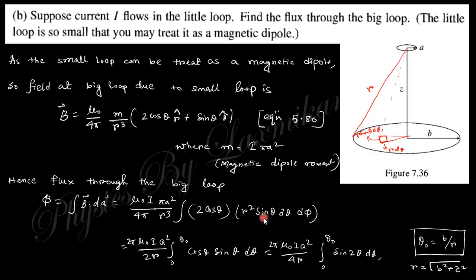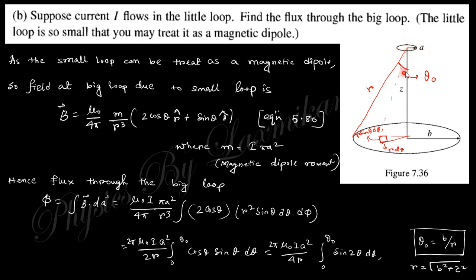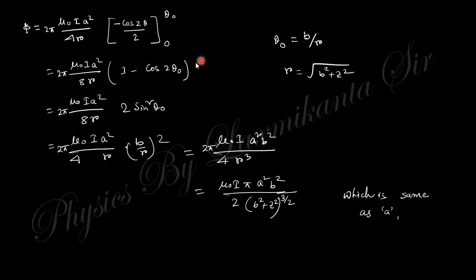Okay, so the integration of d phi will be total, that is 2 pi. The integration of d phi is 2 pi, and theta will be integrated up to the maximum angle, which will actually be theta naught. We take this as theta naught, which is nothing but b by r, since this loop is very small so the angle is very small, where r is nothing but root under z square plus b square. So simply integrating this and putting in this value of theta naught, you can easily find this value.